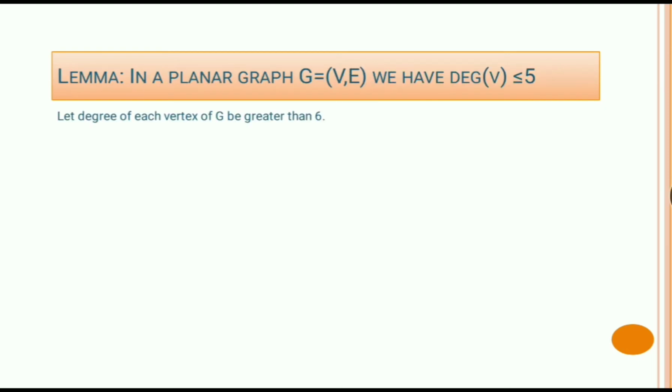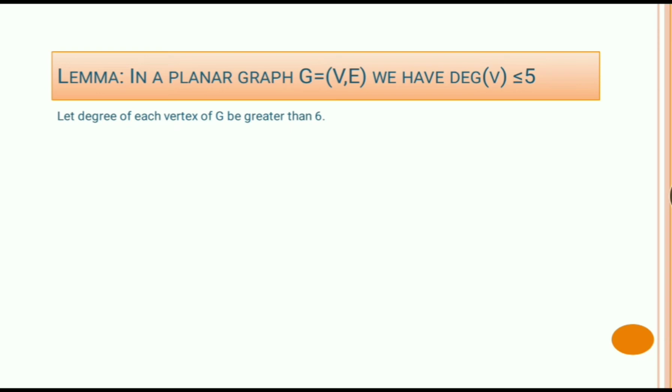The lemma is, in a planar graph G equal to (V, E), we have at least one vertex whose degree is less than or equal to 5. So let's prove this lemma. We'll prove this lemma using contradiction. So we assume that all the vertices of G have degree greater than or equal to 6. So if there are V vertices, each vertex will have a degree greater than or equal to 6.